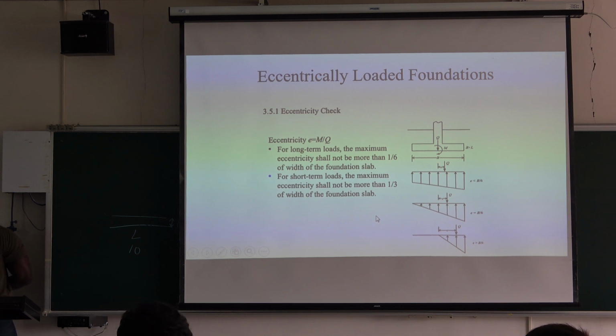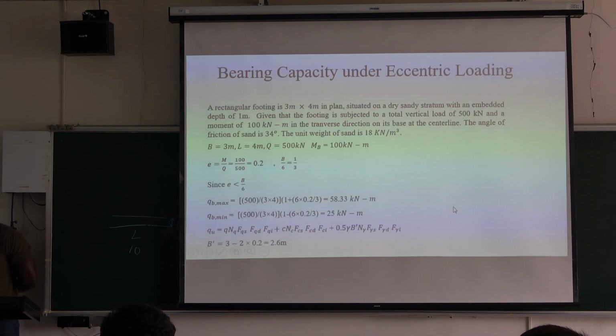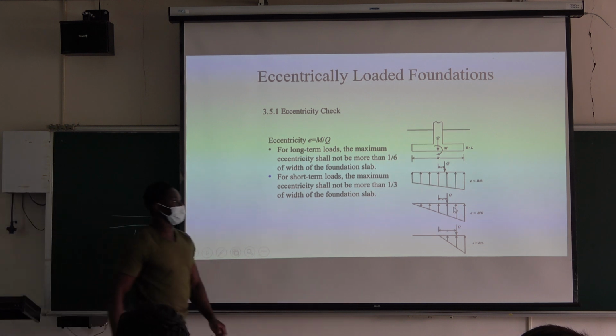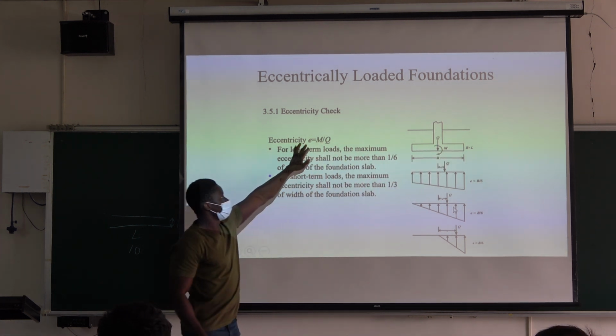Also, usually before you do your calculations, it is important to do the eccentricity check. You have to make sure that your foundation meets the requirement of the eccentricity check. How do we do the eccentricity check? The formula for eccentricity is very simple: e equals M over Q. M is the moment, divided by Q, the loading on the foundation. So we get this M and Q, and we get our eccentricity.